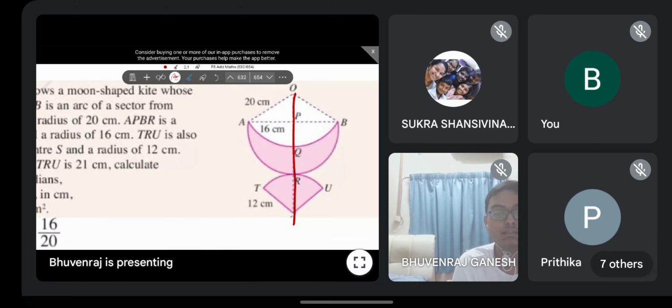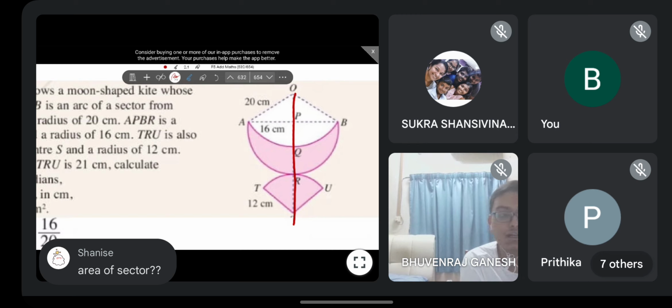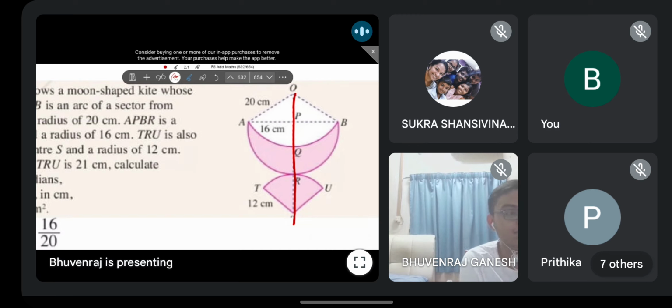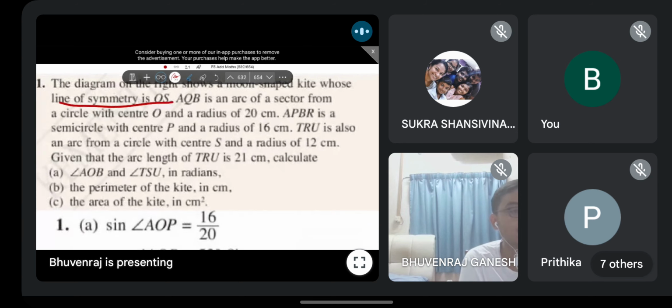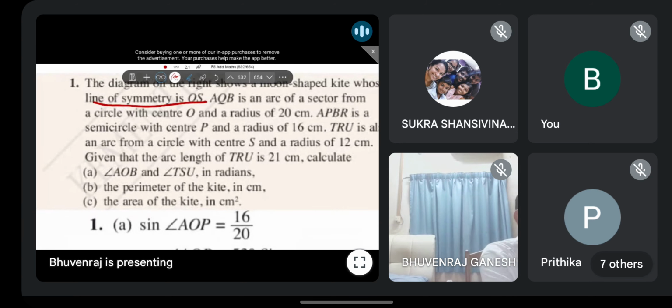Anyone? Want to try? Don't shy to give your opinion. Just tell. What does it mean when they say line of symmetry? Not really. Anyone else? This word over here, when they say paksi simetri, line of symmetry, what information can you get from this sentence? Apa info yang boleh kamu keluarkan? Siapa tahu?